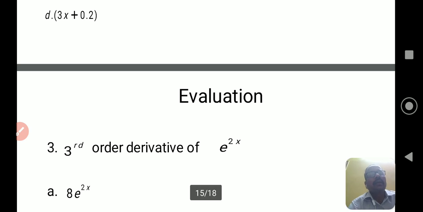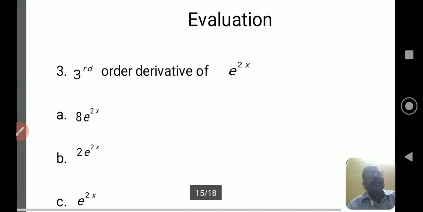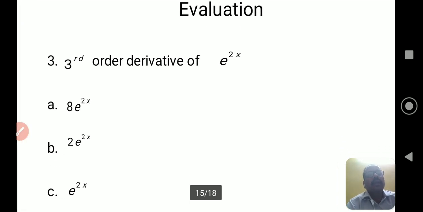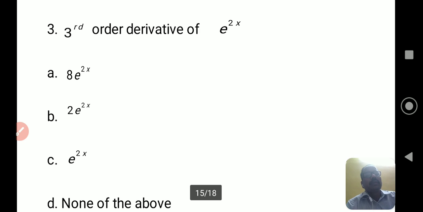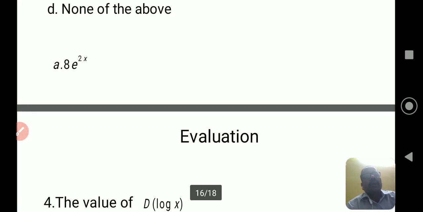We can come to the next question: the third order derivative of e power 2x. The options are a equal to 8 e power 2x, b is 2 e power 2x, c equal to e to the power of 2x, and d is none of these. Third order derivative means n is equal to 3, meaning 2 cube into e power 2x, which can be written as 8 into e power 2x. You can check the solution: A is 8 into e power 2x.